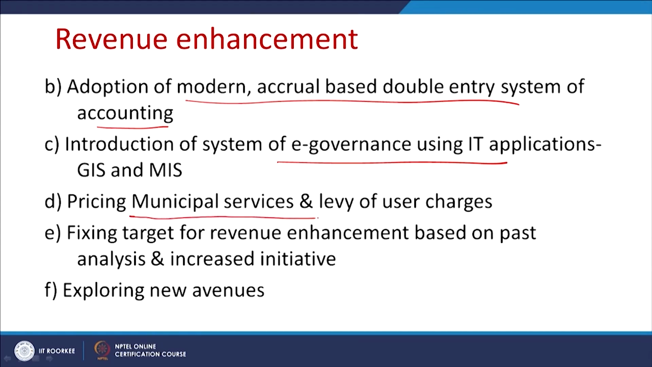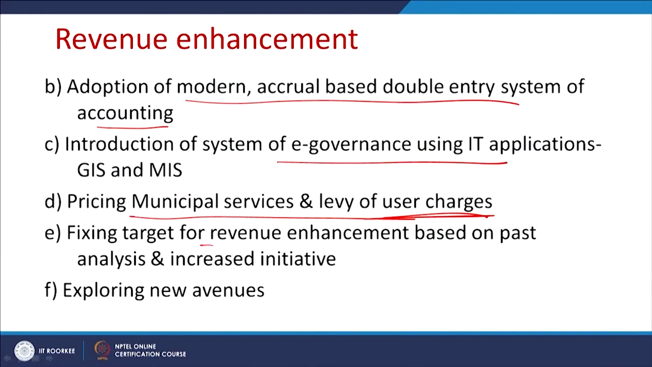So, you can start user charges for the basic municipal service provided you can reach the people and convince them that you are going to give a quality service, and in return you are levying the user charges. Then fixing targets for revenue enhancement based on the past analysis and the initiatives we have discussed earlier, and exploring new avenues. So, these are in short the strategies for revenue augmentation.